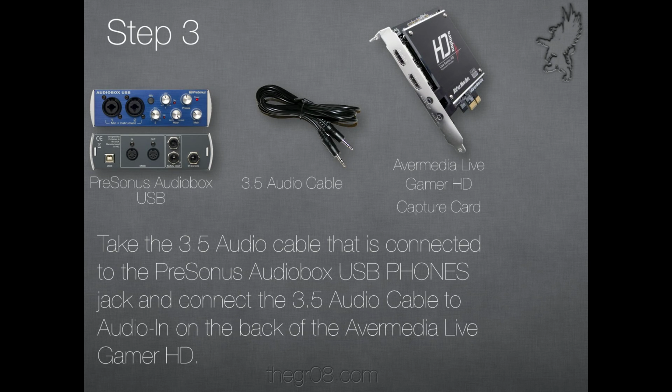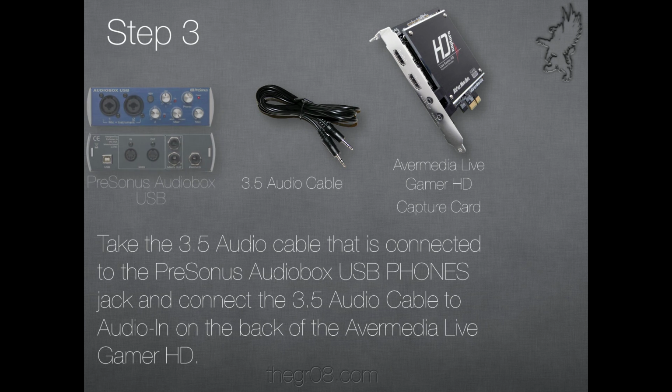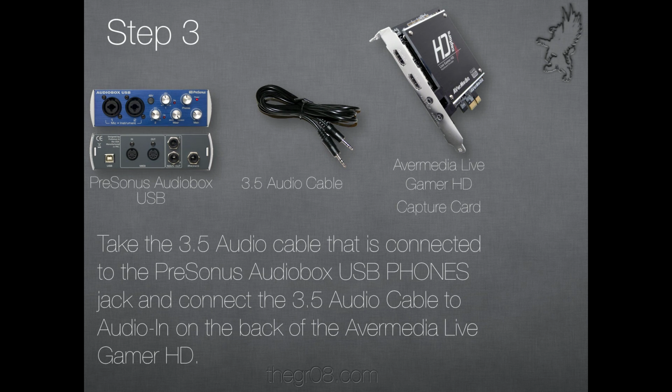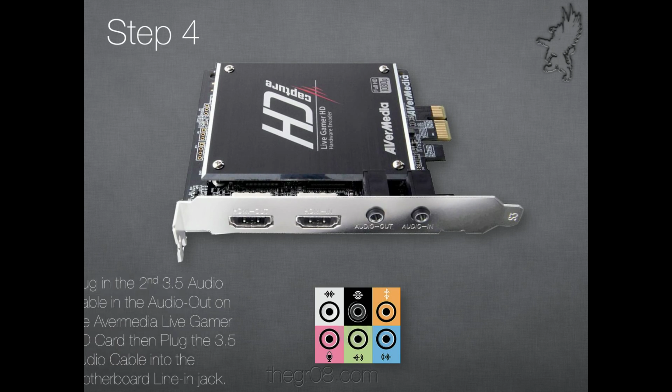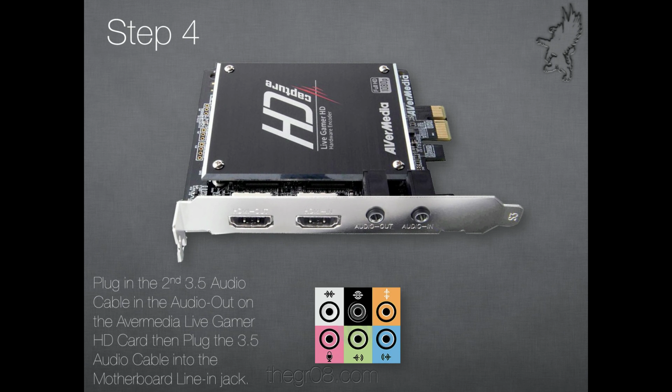Step 3. Take the 3.5 audio cable that is connected to the PreSonus AudioBox USB phone jack and connect the 3.5 audio cable to the audio in on the back of the AVerMedia Live Gamer HD. And here's where you will plug that in. Step 4. Plug in the second 3.5 audio cable into the audio out on the AVerMedia Live Gamer HD card. Then plug the 3.5 audio cable into the motherboard line in jack, as indicated.